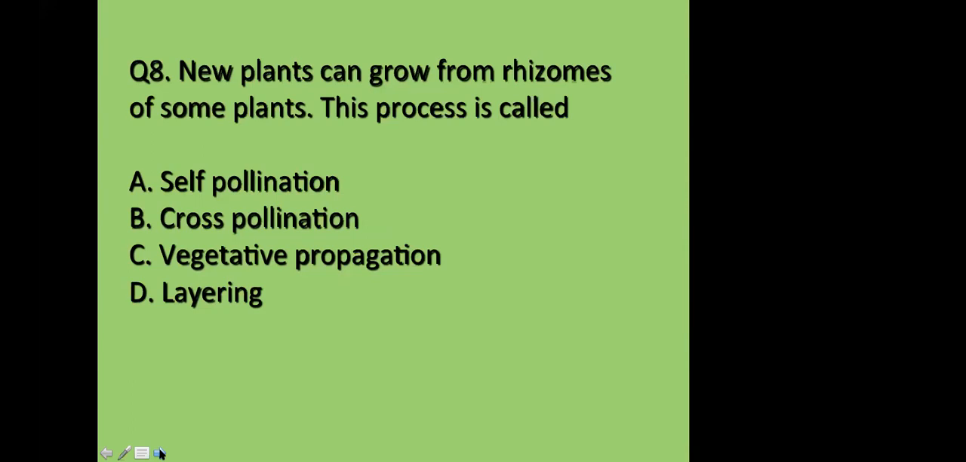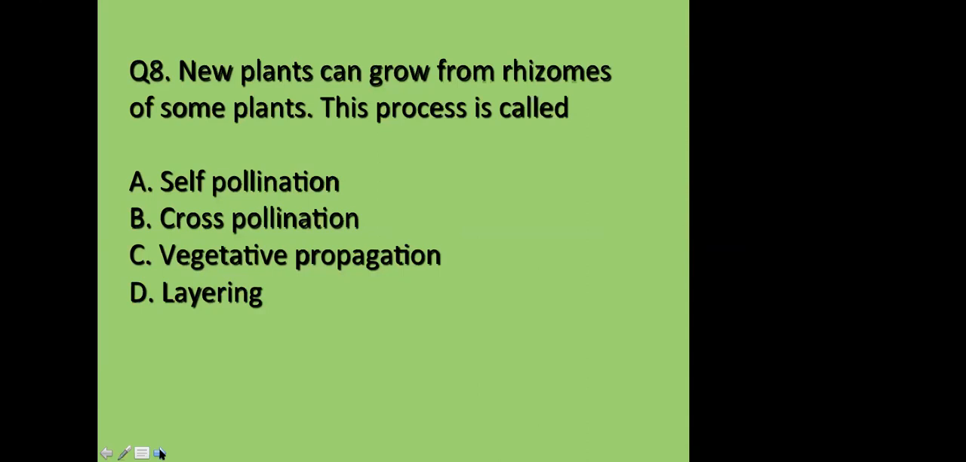But I just want to know what is self-pollination? Someone has given the answer as A, self-pollination. The one who has given self-pollination can explain it to me. What is self-pollination? It is when a plant has both its male and female gametes on the same plant.